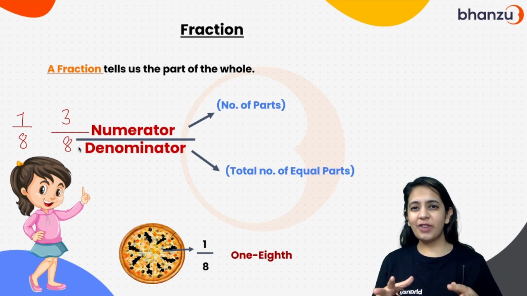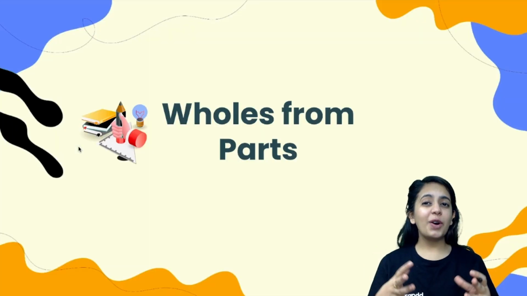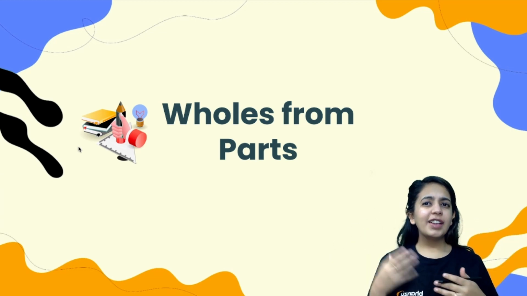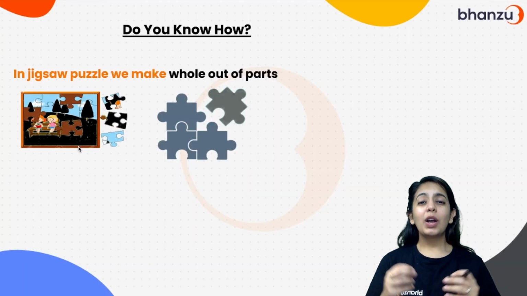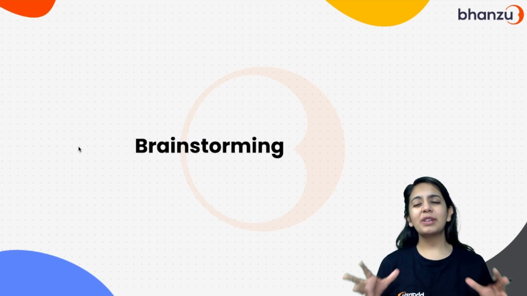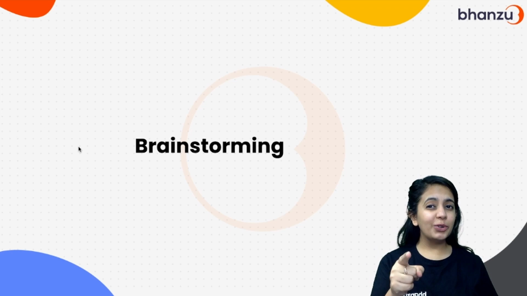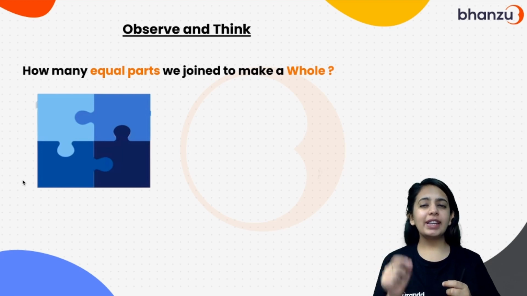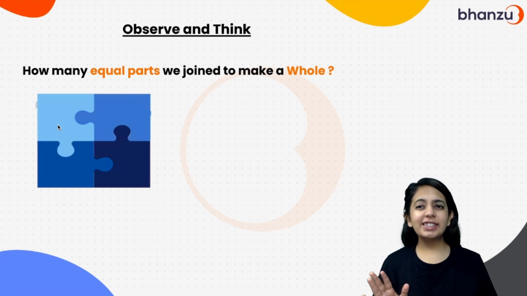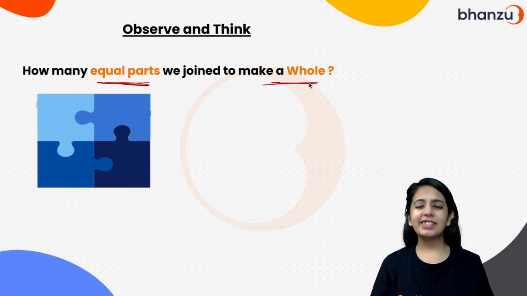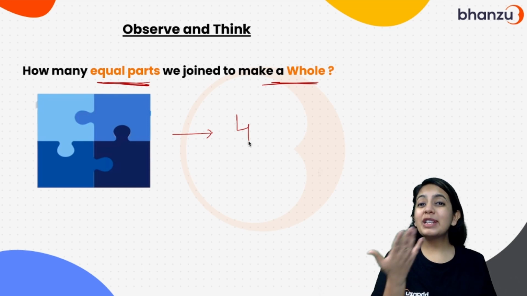Now it's time to look at fractions in a different way. That is, wholes from parts. We have to join together small parts to make up a complete whole. Just like how we do in the jigsaw puzzle, we join small parts together to make a complete whole. Likewise, in this session also, we are going to join together small parts to make up a complete whole. For that, I have a question for you to think about. Here, we have made a complete whole by joining small equal parts. So the question is, how many equal parts have we joined together to make a whole over here? If you are thinking of 4, then it's absolutely right.